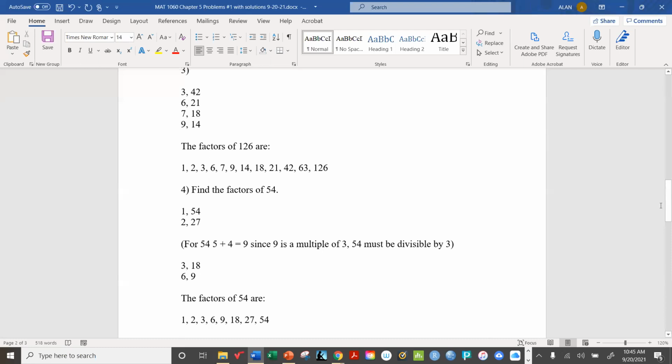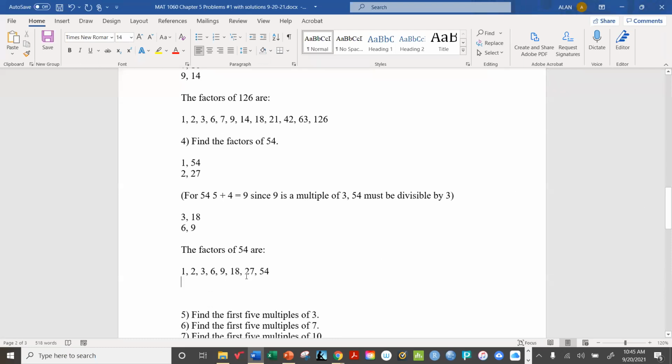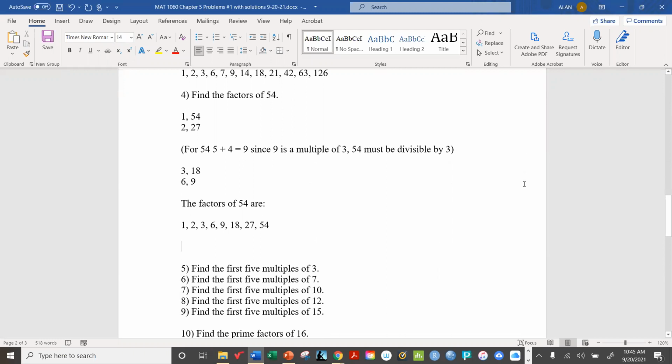Now, that's still a fairly good number of factors. But you do get numbers that don't have a lot of factors. And of course, we know that with prime numbers, you're only going to get one and the number itself.